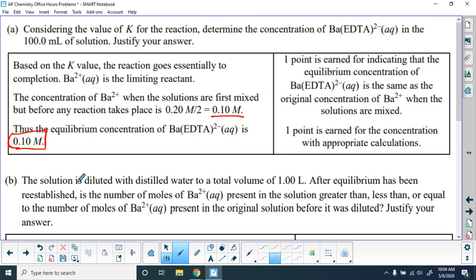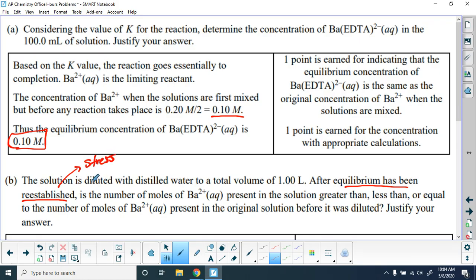For part B, you dilute the solution with distilled water to a total volume of 1 liter. They want to know after equilibrium has been reestablished. If you see this, after equilibrium has been reestablished, you should be thinking there must be a stress applied because we were at equilibrium already. And now we're not at equilibrium.